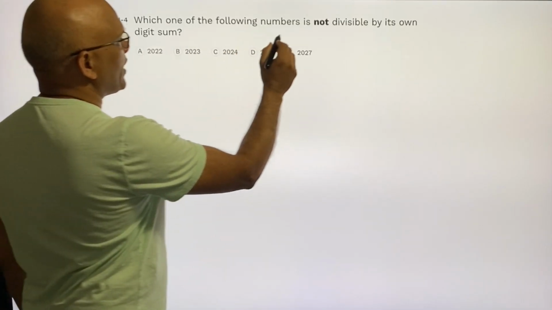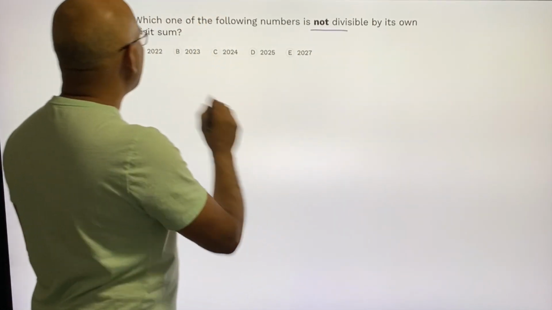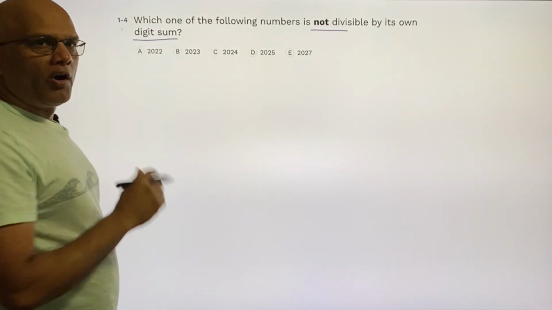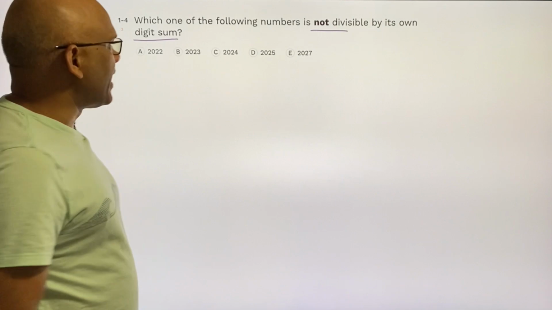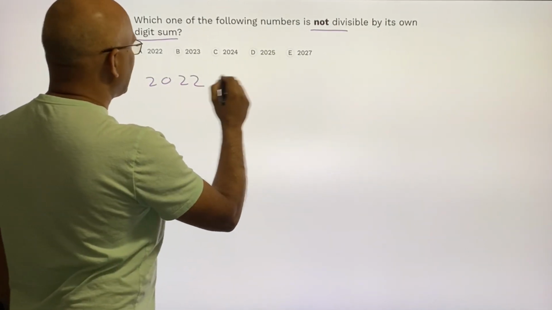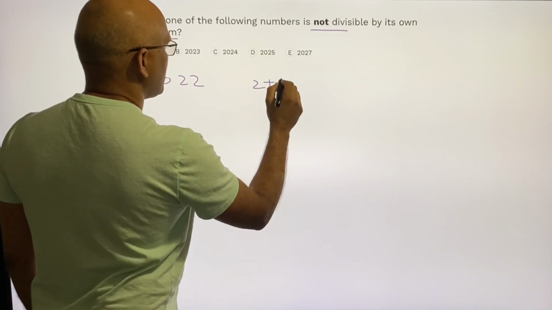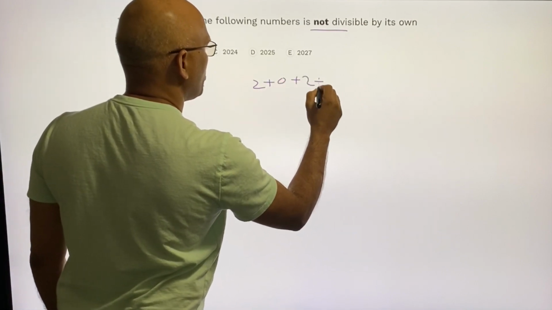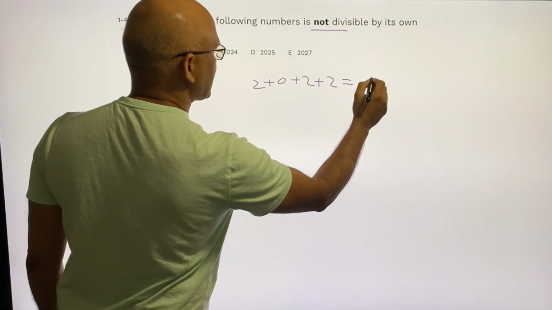Which of the following numbers is not divisible by its own digit sum? Okay, so we can check each number one at a time. 2022: the digit sum is 2 plus 0 plus 2 plus 2, so this is going to be 6.